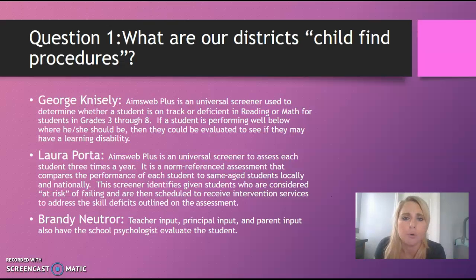Laura kind of went into more detail, basically stating that it's a screener. We use it 3 times a year, and it's just the base point, the starting point. So then further evaluation is done, and teacher and parent concerns are also added in after several meetings. Then an IEP plan can be started. So she went into more detail there.